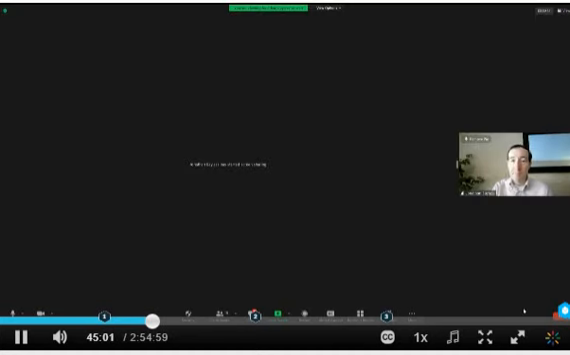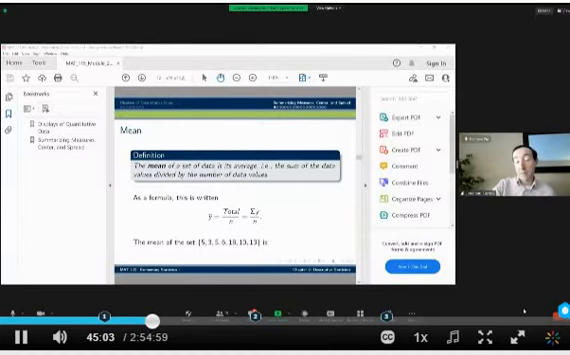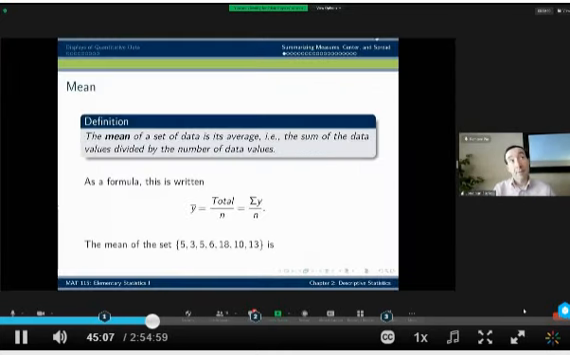60 sevenths, which is 8 and 4 sevenths. Or, yes, 8 and 4 sevenths, so 8.571428.